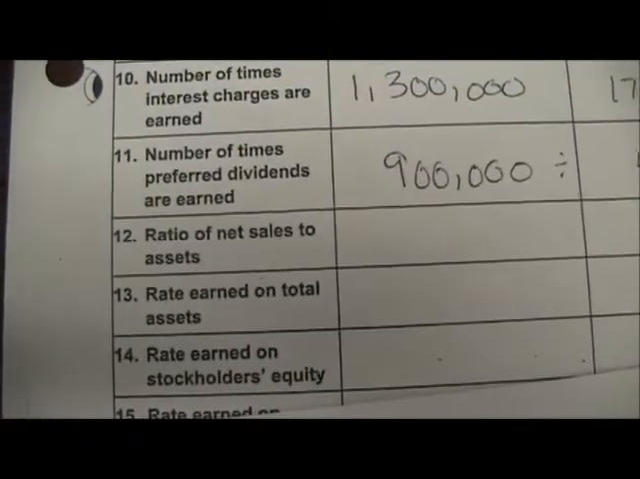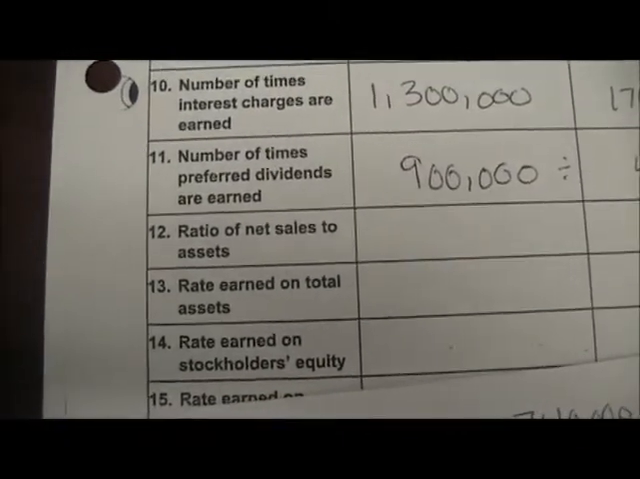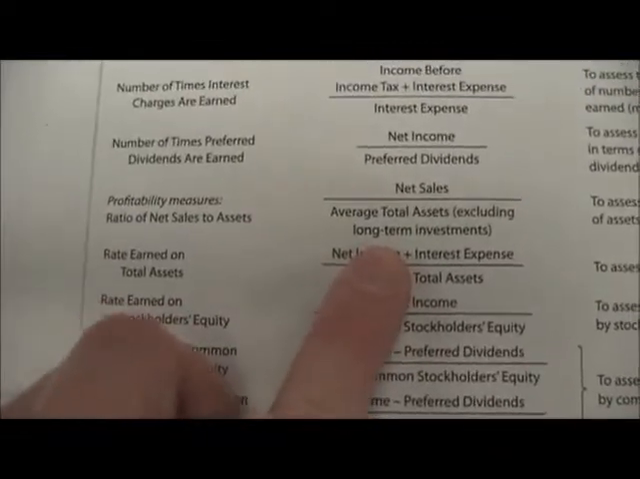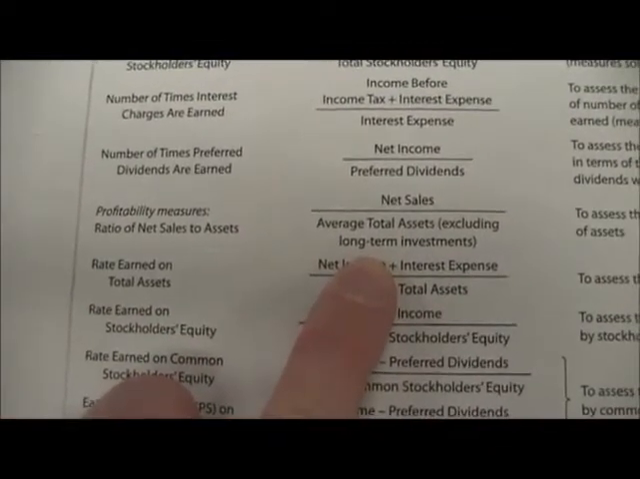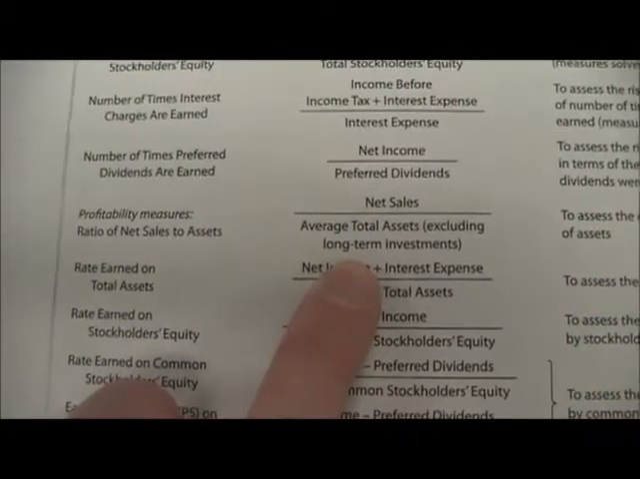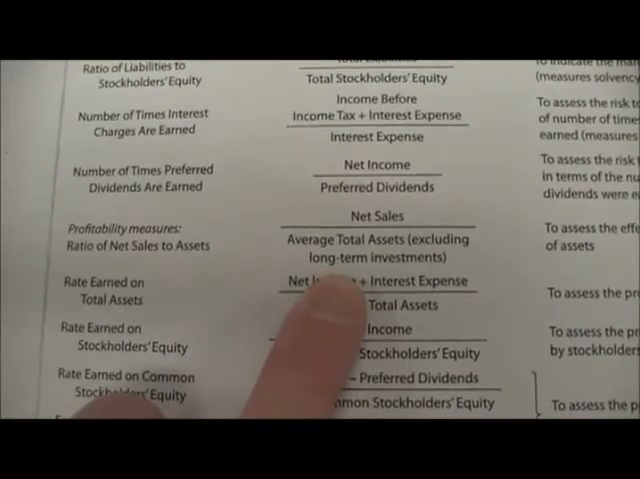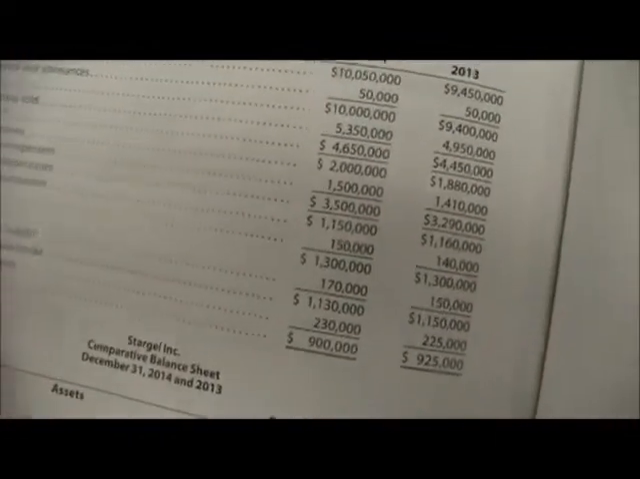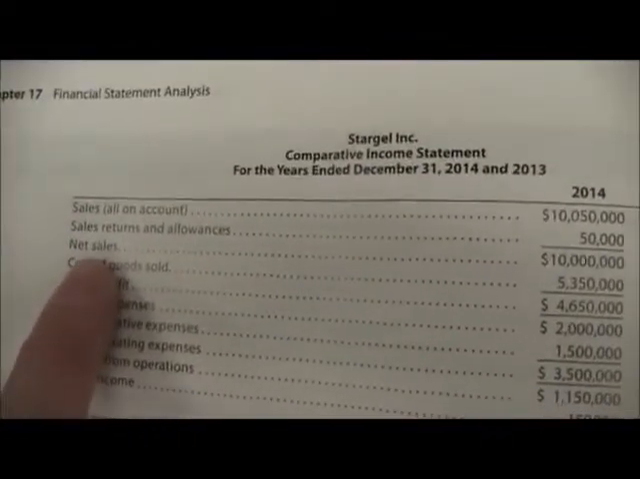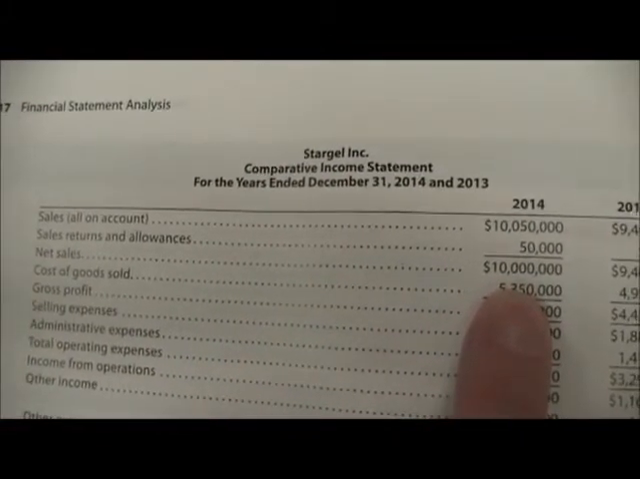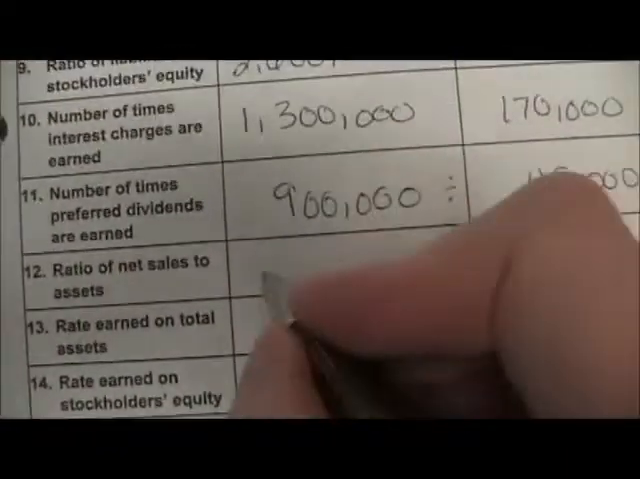Okay, number 12, ratio of net sales to assets. Now we're getting into our profitability measures. Ratio of net sales to assets is net sales divided by the average total assets excluding long-term investments. Well, let's first start with our net sales. Going back to our income statement, our net sales can be found towards the top, and our net sales were $10 million. So that's going to be our top number.